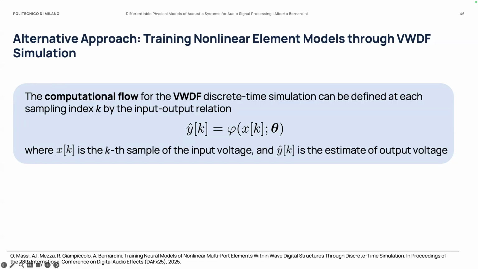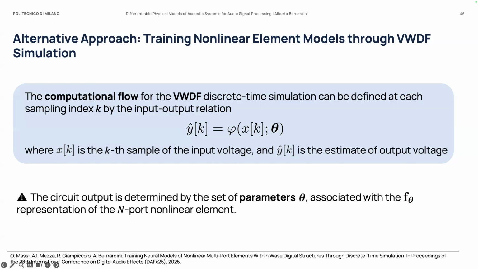So you define an output variable and an input variable, which are not necessarily the input and output variables at the ports of the block, but they are the input voltage of the circuit, of the whole thing, and the output voltage of the circuit, for example. So the problem remains the same, but the structure that you are differentiating is not just a local one, but is the whole thing.